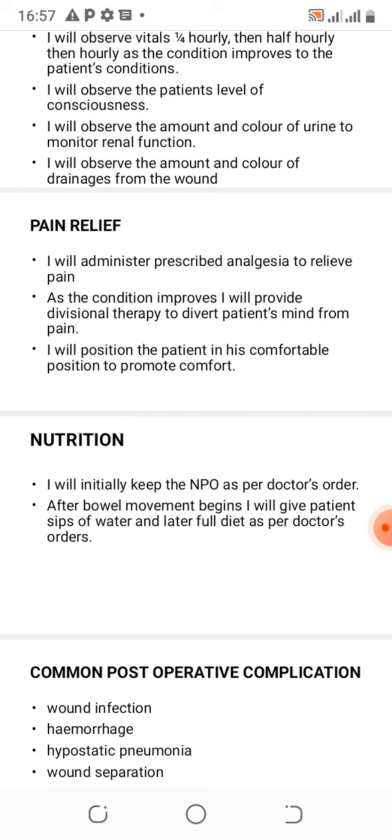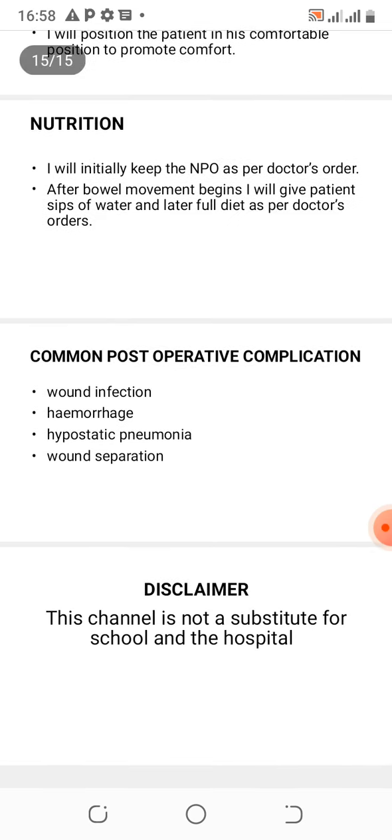Remember to compare this information with what the lecturers or the tutors are teaching in order to have a better understanding of postoperative care. Here are some of the complications that happen during the postoperative period. Okay, so there's wound infection. So the wound might get infected. And how do we prevent that?